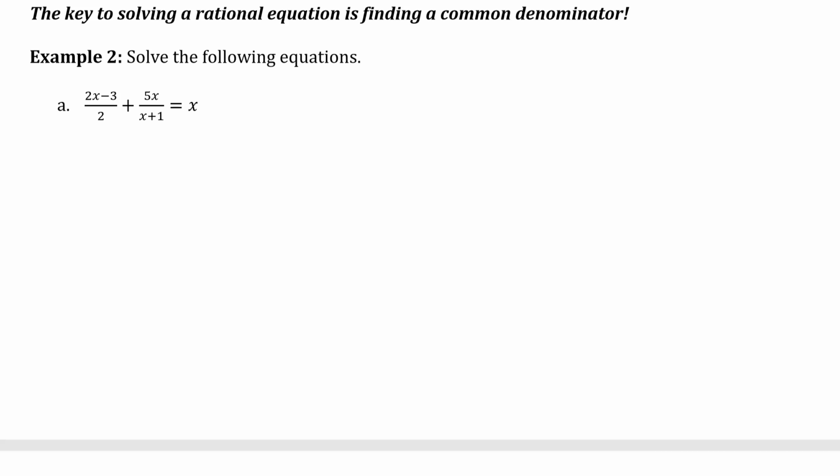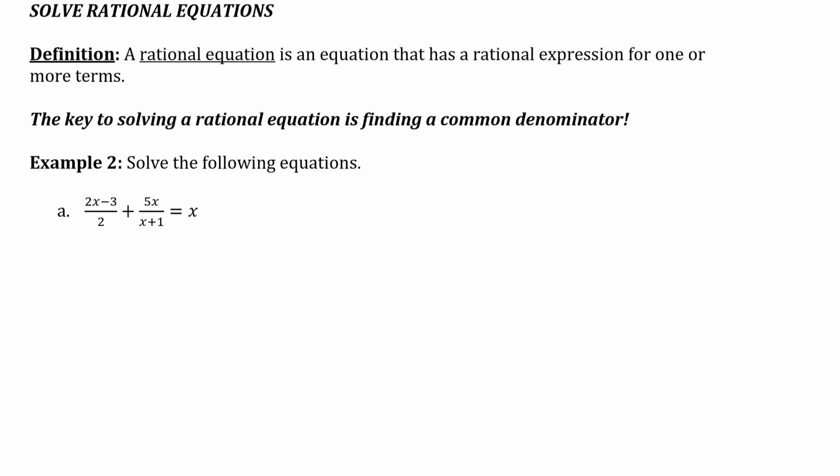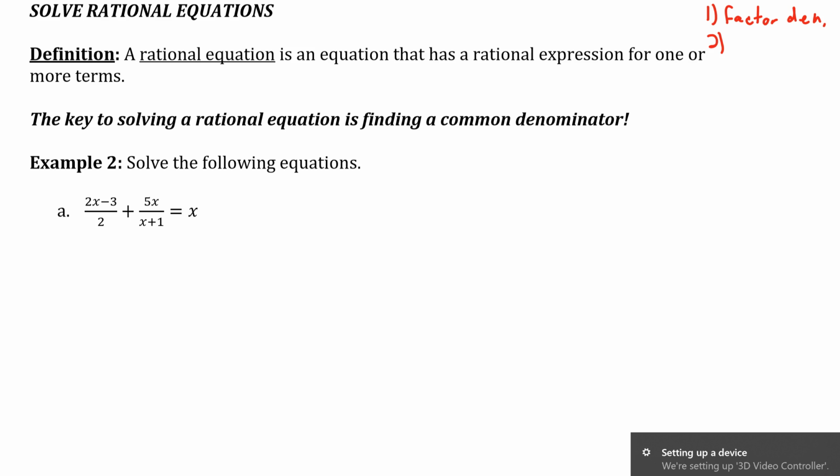So in this particular situation, what we're going to do is solve this rational equation. It's a rational equation because it has this denominator, okay? Anytime that we have a denominator, the first thing that we're going to do is factor each of our denominators. So let me come over here and say, step 1, factor denominators if you need to. Okay? Step 2 is we're going to find an LCD. So in other words, find our least common denominator.